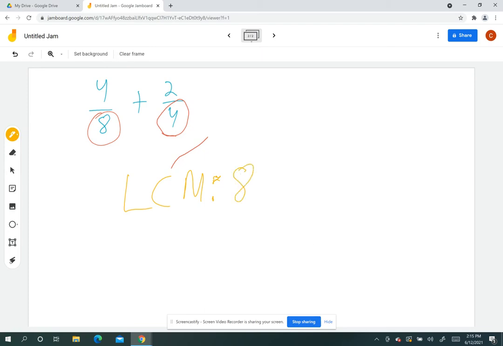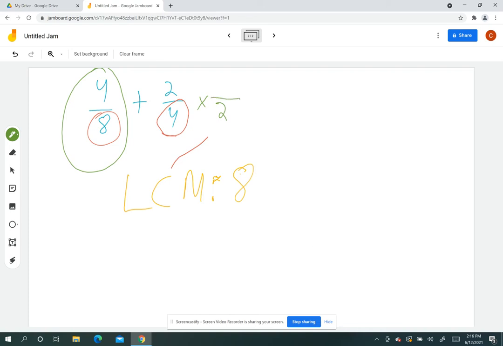So now I want these two fractions to become 8. Well, woohoo, one thing's done. 4 over 8 already has 8 as the denominator. So now I just have to turn 4 into 8. So again, what can I multiply 4 by to get 8? In this case, it would be 2.